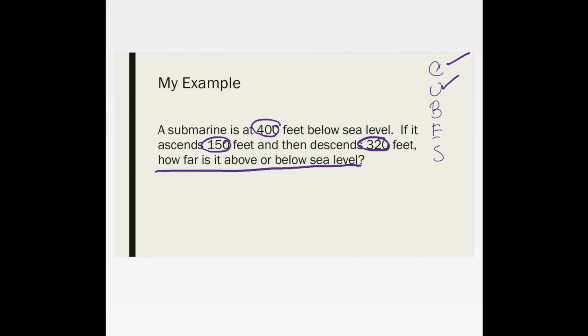All right. So now it's time to box some keywords. What are some things here that help me know what I need to do? Okay. So I'm going to box below sea level, right? If I have the ocean, that's sea level. If it's below sea level, that means it's down here. So that means this is negative. So above my box, I'm going to write down what that means. So I'm just going to write down negative.